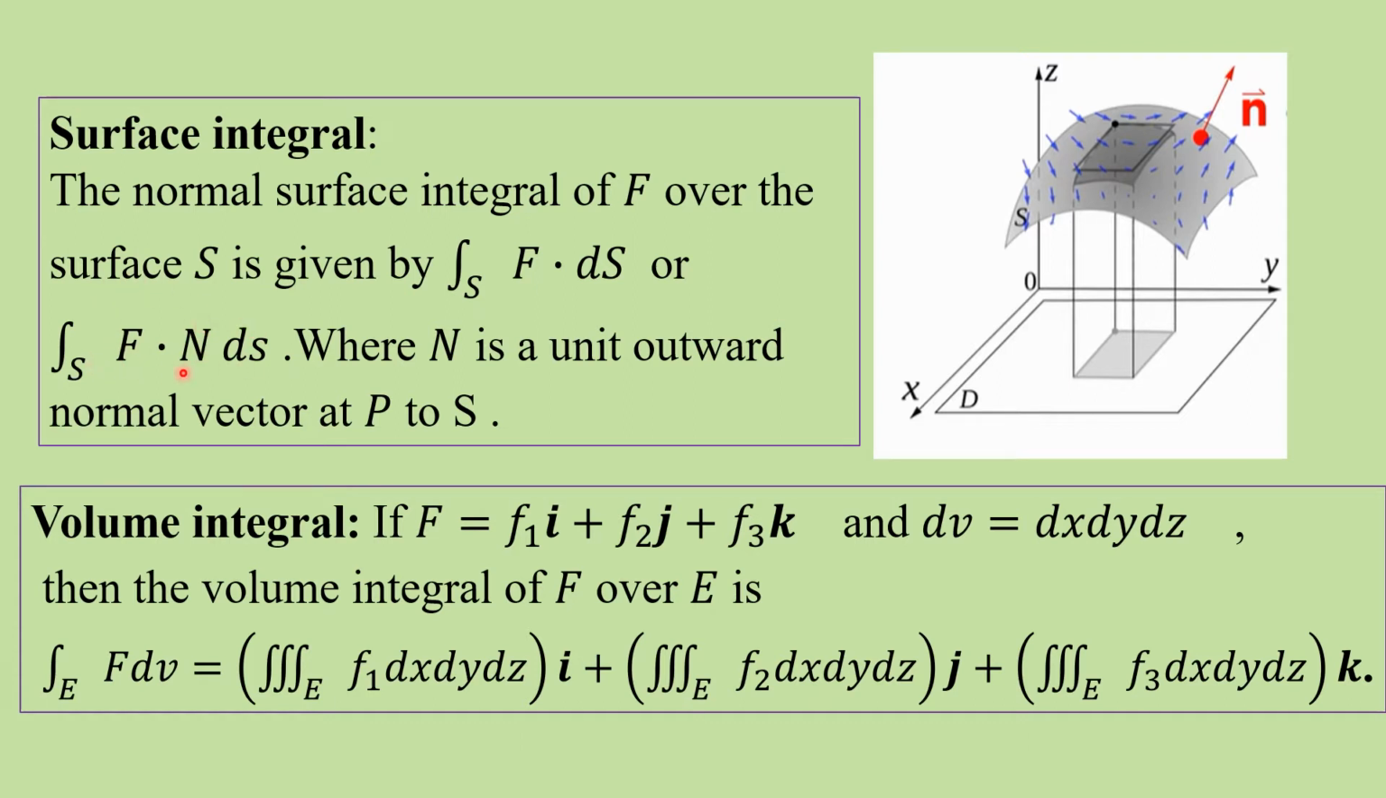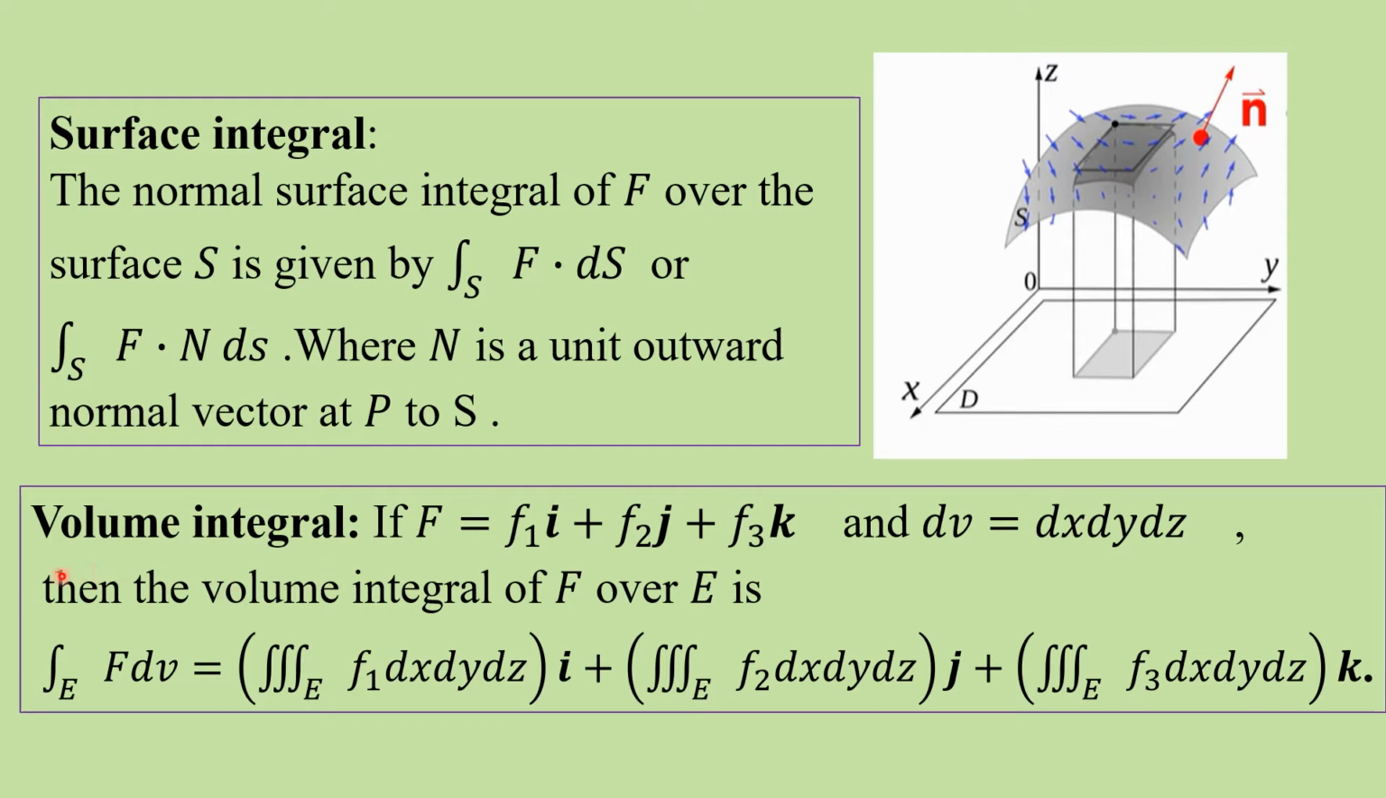Now once I get the dot product of the vector field f and the unit outward normal vector, f dot n, then we have to integrate it dS over the surface S. You can take the projection on the xy plane. Then it is a double integral over that region bounded by the projection. So we have to identify the limits corresponding to x and y. It is simply a double integral from there onwards.